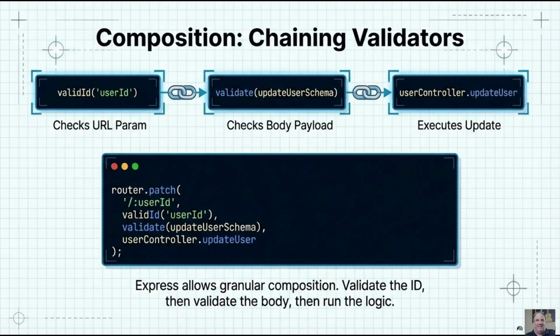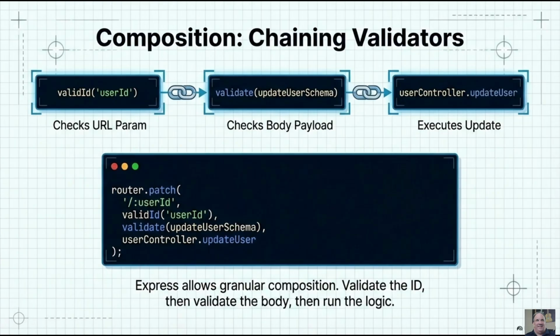Each piece has one job. The ID validator doesn't know or care about the body. The body validator doesn't know or care about the URL parameter. The controller doesn't know or care about the validation at all. So each link in the chain does its one thing and passes control forward. This is the composability that Express middleware gives you. You can mix and match these validations in any combination.